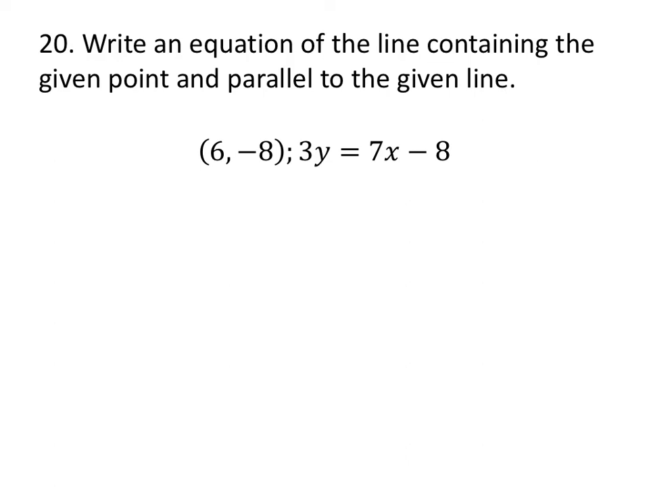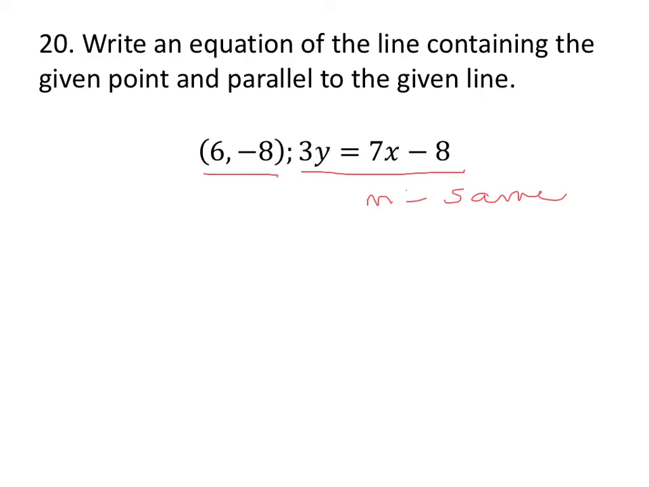In this problem, we are to write an equation of the line that has the point shown, which is (6, negative 8), and parallel to the line that's given. And the line that's given isn't yet in slope-intercept form, but it is 3y equals 7x minus 8. Now, what we know is that if the line that we're looking for is parallel, then it's going to have the same slope as this line here. So m is the same for parallel lines. Alright, so our first job is to find out what that slope is.